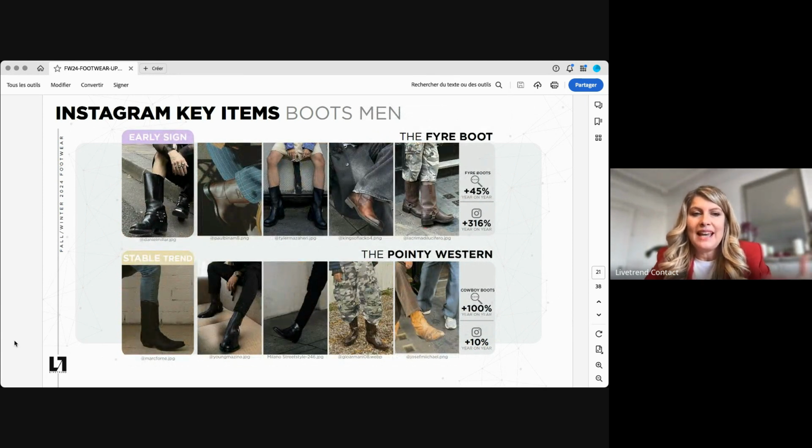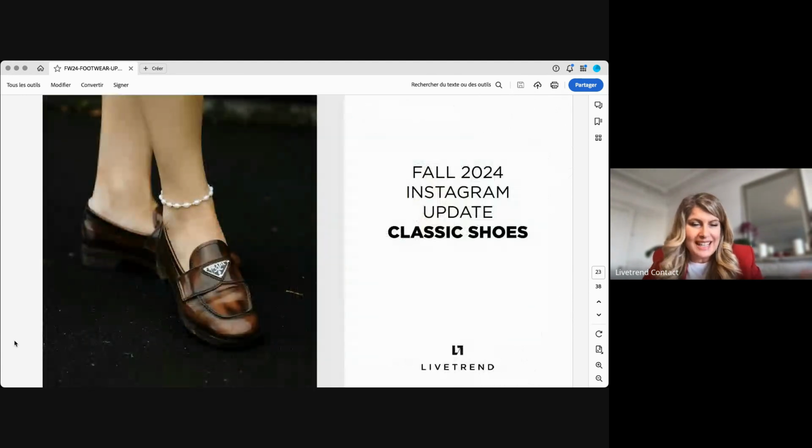And for men, as you can see, there is a slightly similar trend because it's fire boot or, the Western. But the trends are coming a little bit later for men, because here we have an early sign for the fire boot that is quite strong for women. And then the pointy Western, more refined, is a product that consumers are looking for, with 100% search growth year on year. So I hope you understand how you have to read this information.